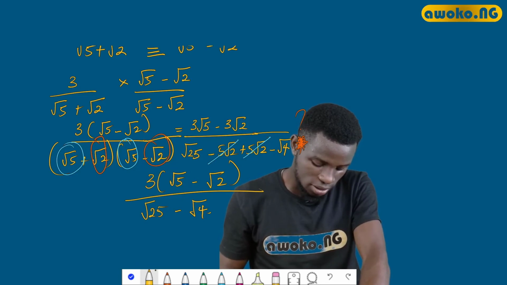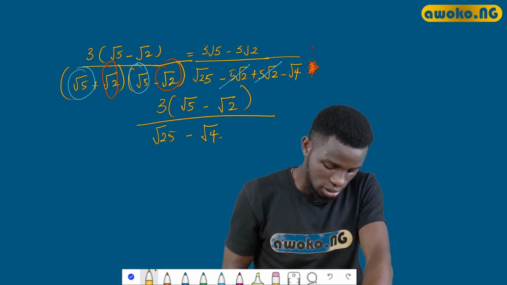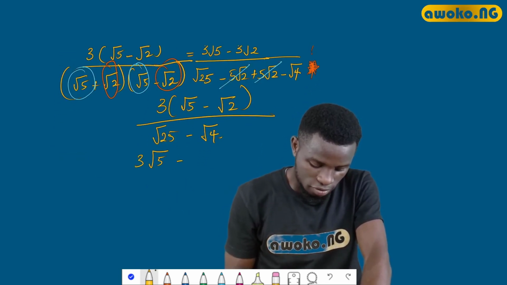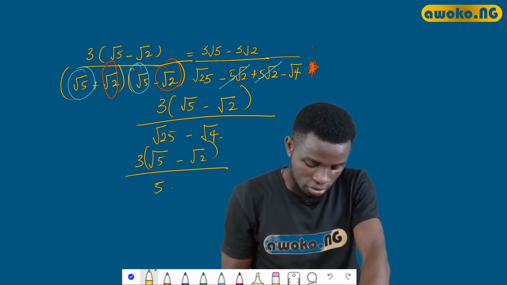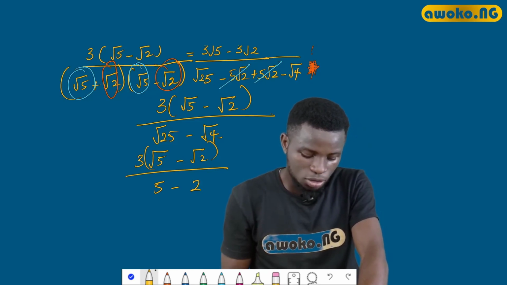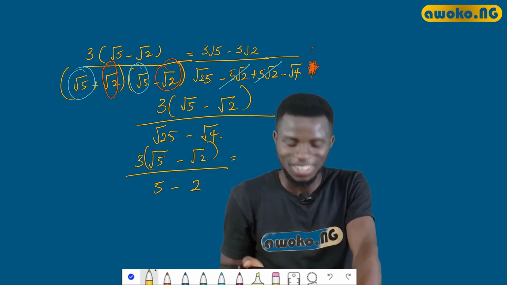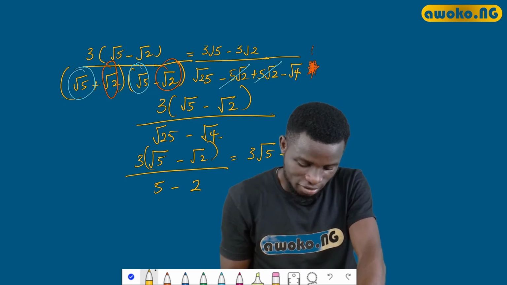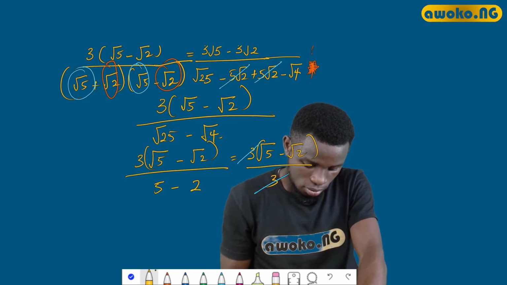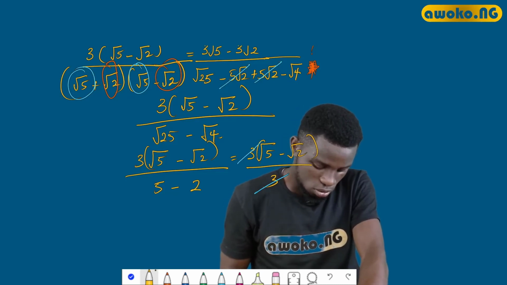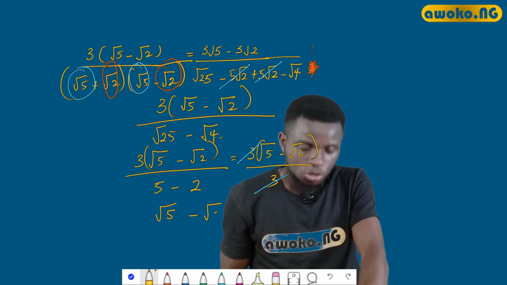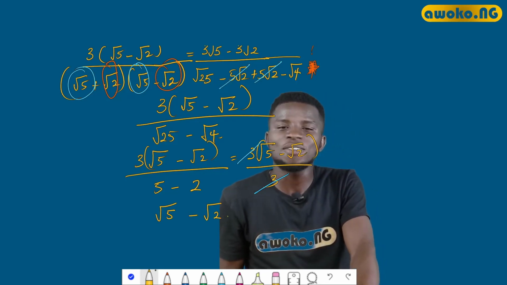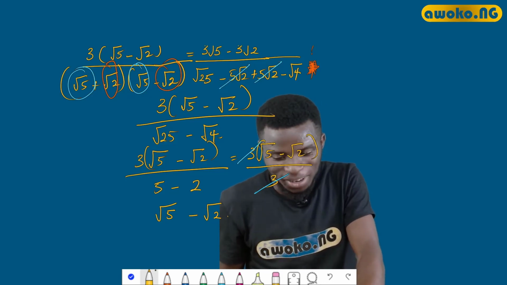So if you have that, you would have that this is 3 root 5 minus root 2 all over 5 minus 2. And 5 minus 2, of course, is equal to 3. So we have 3 root 5 minus root 2 all over 3. And if you cancel out, you would have this to be equal to square root of 5 minus square root of 2 as our final answer.